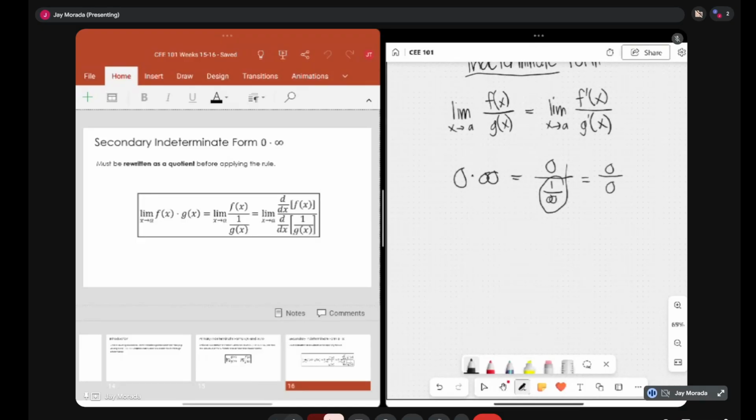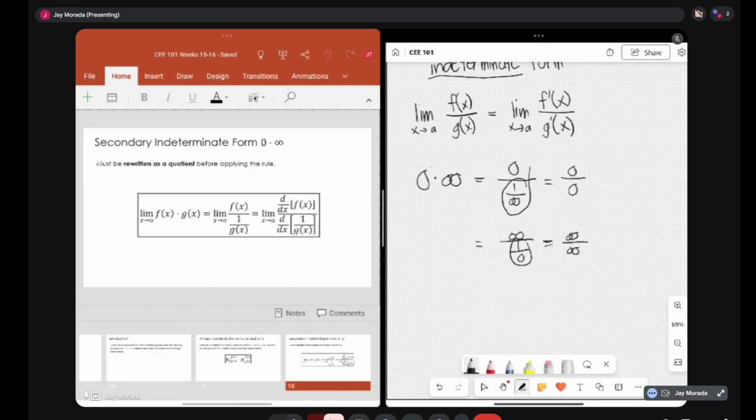Conversely, we can use infinity over 1 over 0. This 1 over 0 is undefined, that is infinity. Yes, infinity over infinity, which is another indeterminate form. So these are primary indeterminate forms.